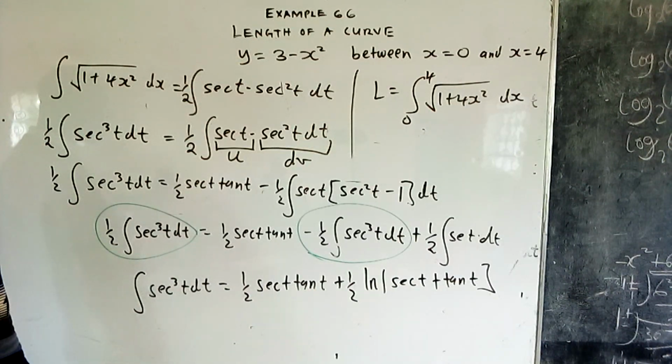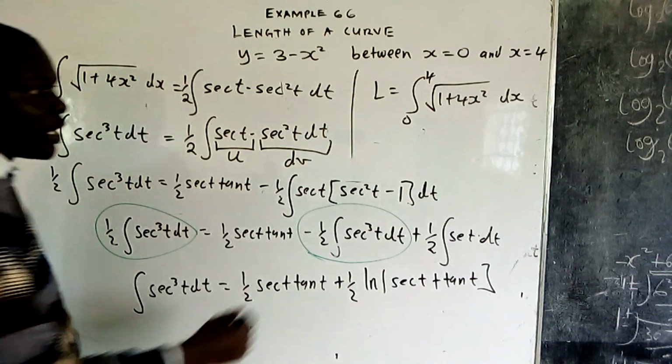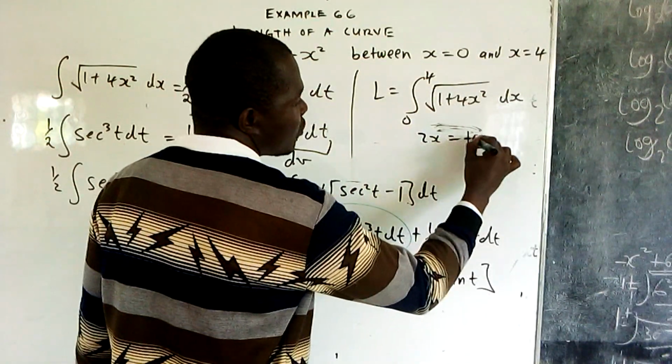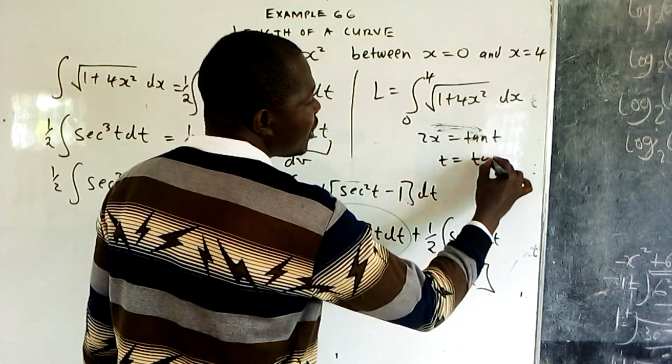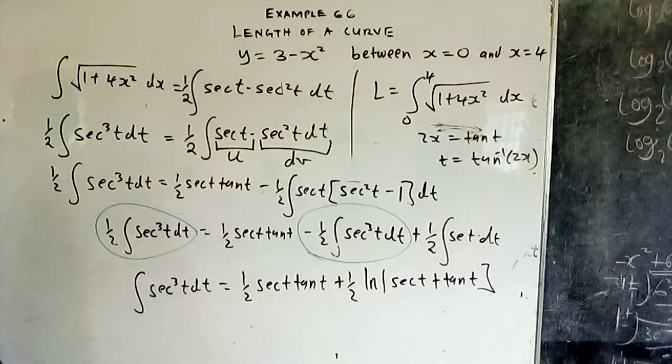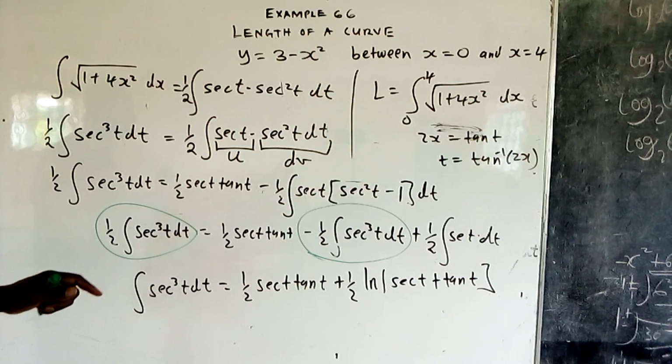Yes. Where there is tan t, you put 2x. And where there is sec t, what do you do? It's very simple. This is what you do. If 2x is equal to tan t, then it means t is tan inverse of 2x, when you take tan the other side. t is tan inverse of 2x. Or you leave it like this, but now you change the limits.